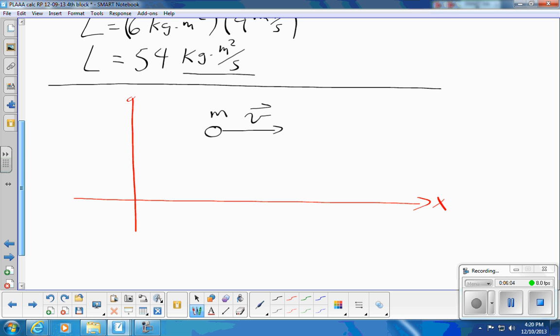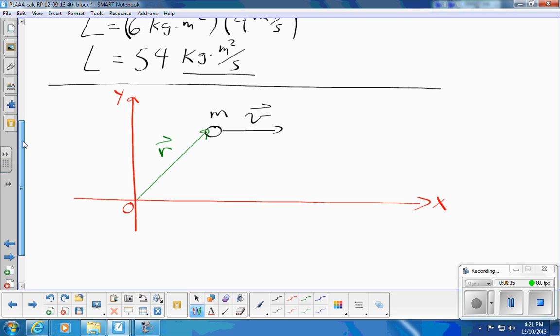I think I'll make my coordinate system x, y, and I have an origin of the coordinate system, which is going to be my reference point. And at this point in time, I might note that the position of this object relative to the origin is this vector r, which is from the reference point or origin to the present position of this mass m. This is all fun stuff.